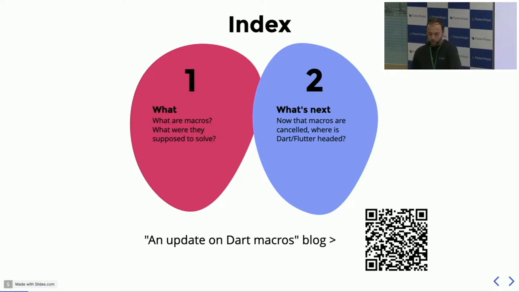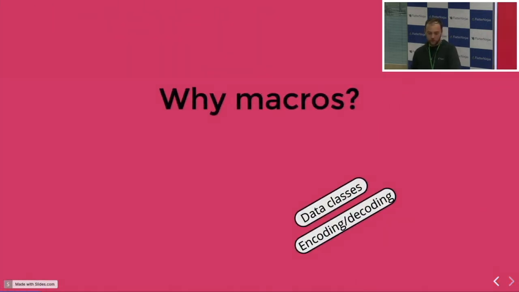So what we will talk about instead is what macros were trying to solve exactly, and what the future for the ecosystem is instead. Because now that we don't have macros, we'll still need to solve these problems. It's not like they disappeared. Okay, so first, why macros?